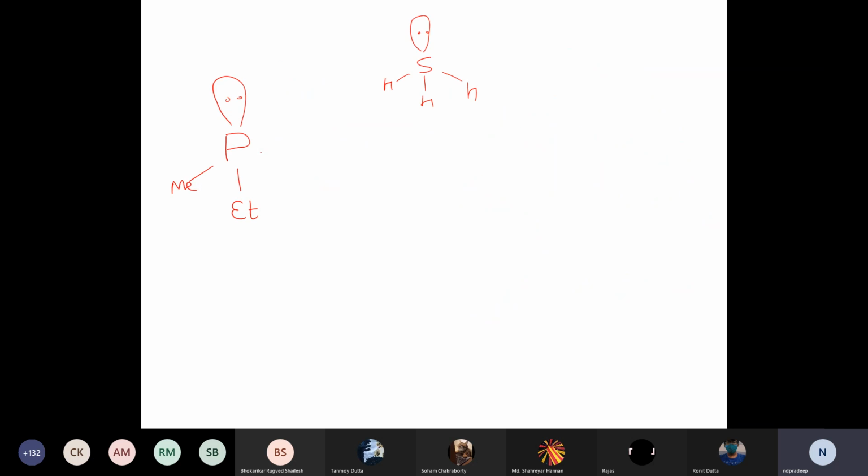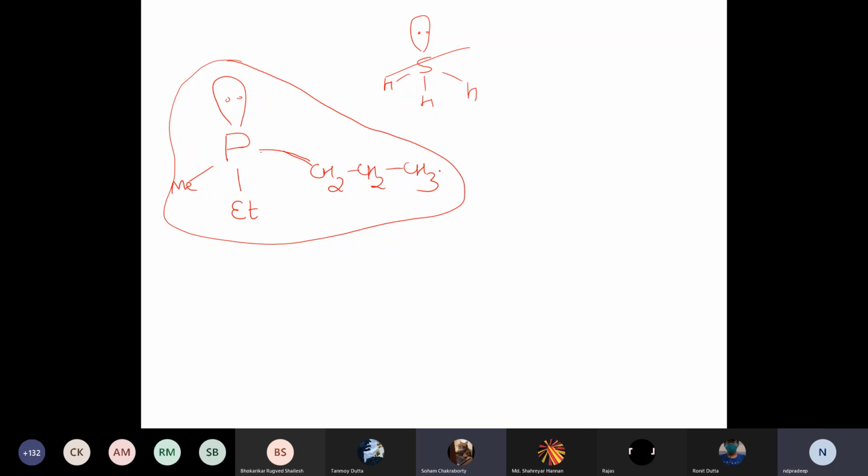So now leave this compound as such, because that was for the earlier point. Is this molecule chiral? CH2, CH2, CH3. Yes, it's chiral, right? No doubt. Okay, very good. It's chiral.